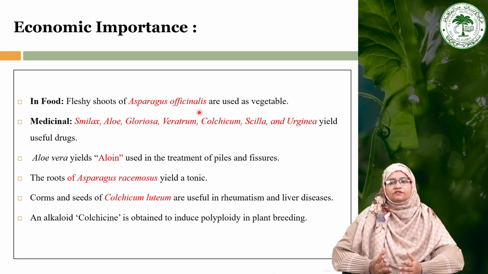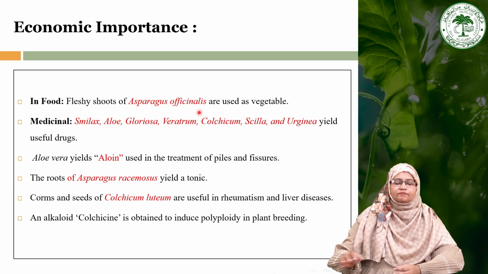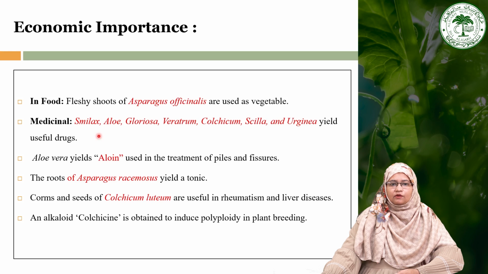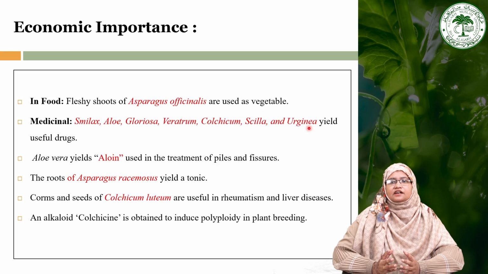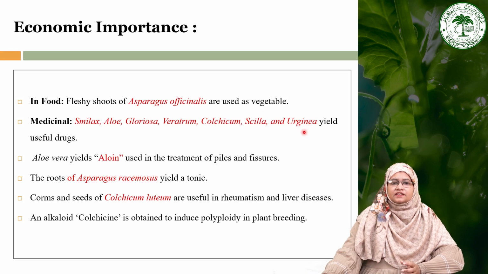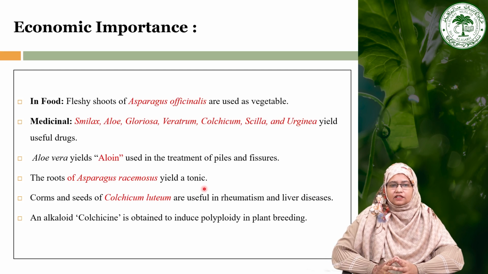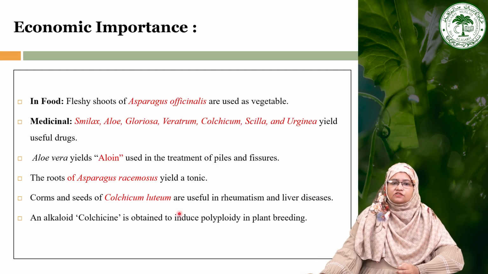Besides this, the family has many medicinal benefits. Smilax, Aloe, Gloriosa, Veratrum, Colchicum, Scilla and Urginea all yield useful drugs. Aloe vera yields a compound called aloin, which is used in the treatment of piles and fissures. The roots of Asparagus racemosus yield a tonic. The corm and seeds of Colchicum luteum are used in rheumatism and liver diseases.